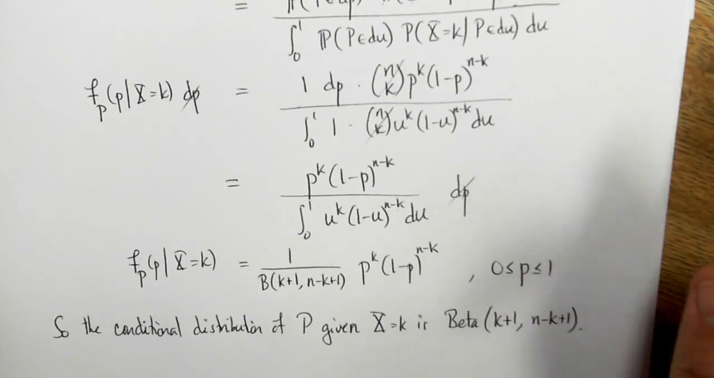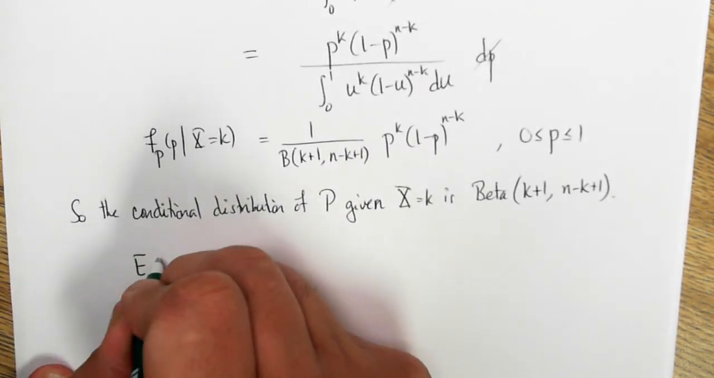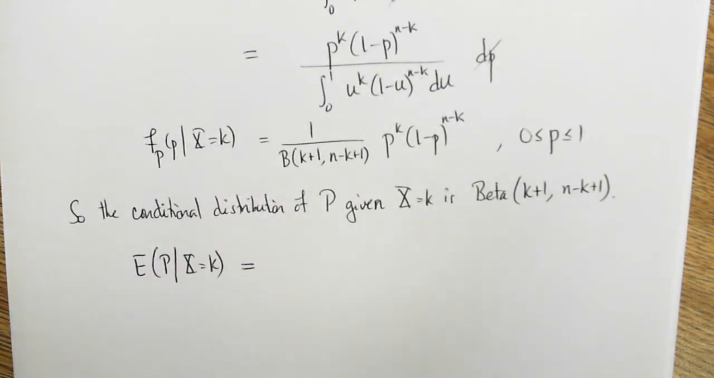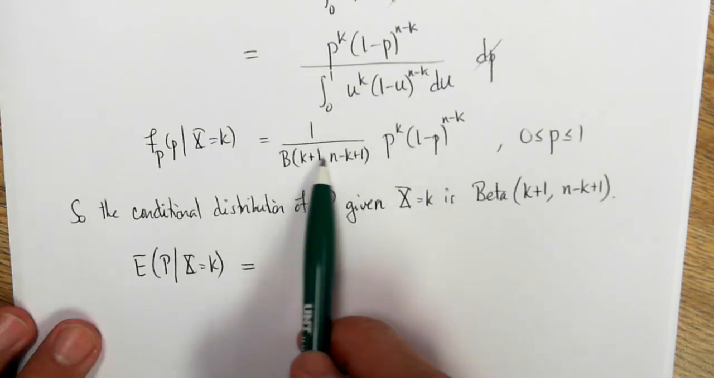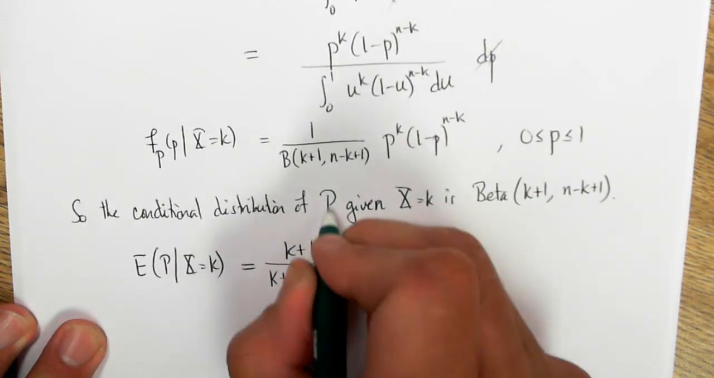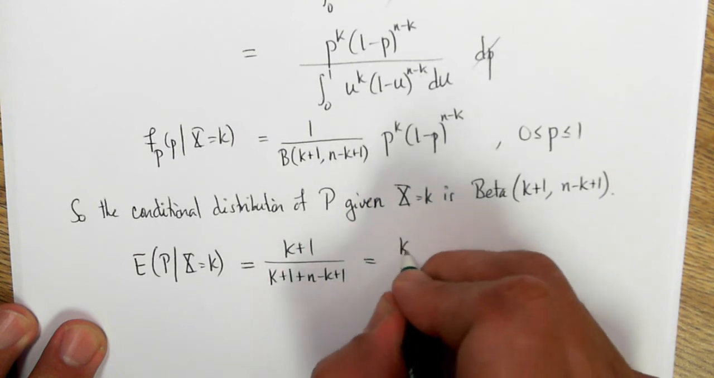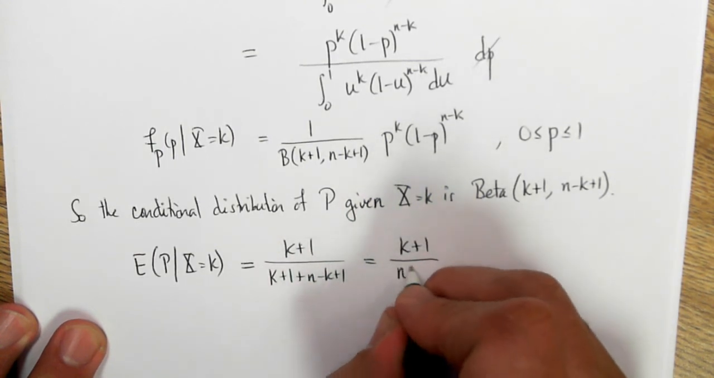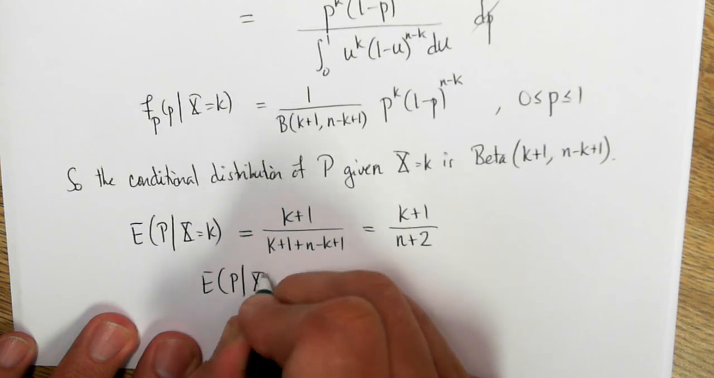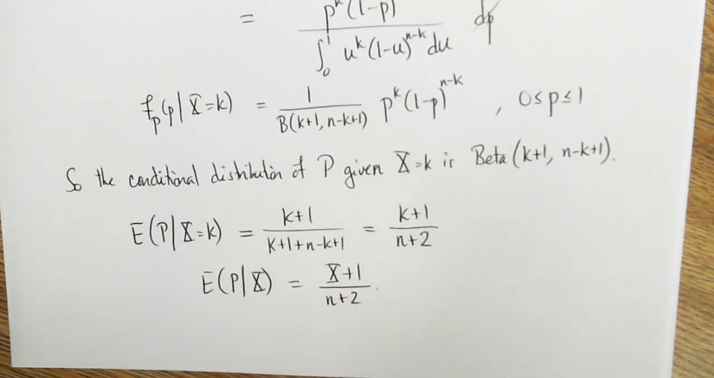Now before leaving this problem, I wanted to talk about something that was not asked for in the problem, but just to point out. Let's figure out the expected value of p given that x is equal to k. Using the properties of the beta distribution, the mean of this is equal to k plus 1 over k plus 1 plus n minus k plus 1. The general formula goes r over r plus s. And so this is equal to k plus 1 over n plus 2. And therefore we can write that the expected value of p given x is equal to x plus 1 divided by n plus 2. Now this is slightly counterintuitive.